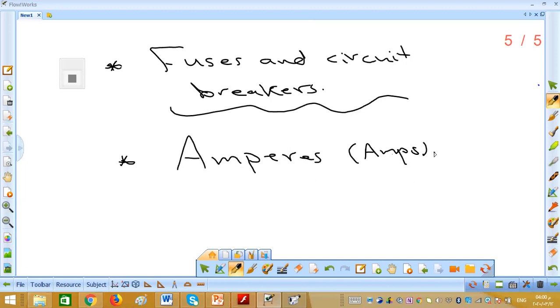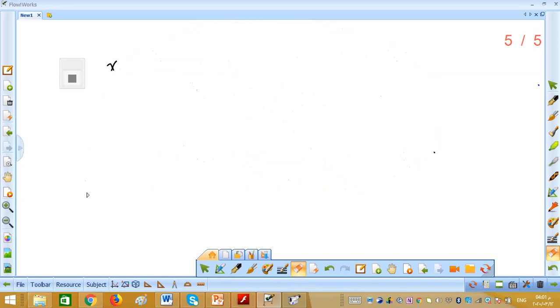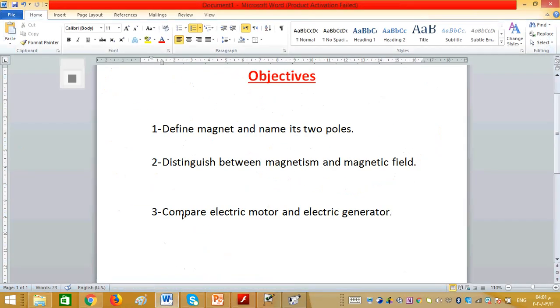So till here we finished the previous two lessons. Then our lesson today about magnets. So these are the main objectives in our lesson today about magnets. To define magnet and name its two poles, to distinguish between magnetism and magnetic field, and the last thing, to compare electric motor and electric generator.